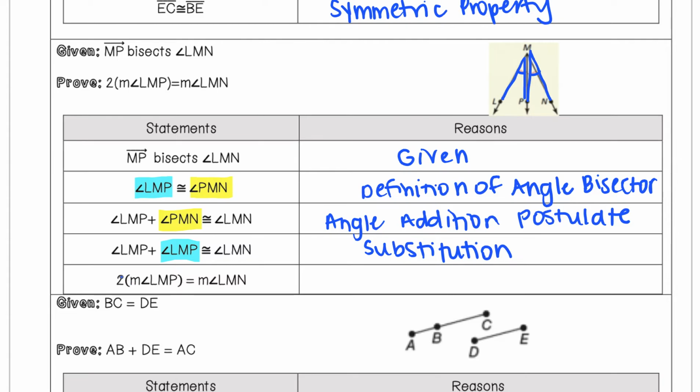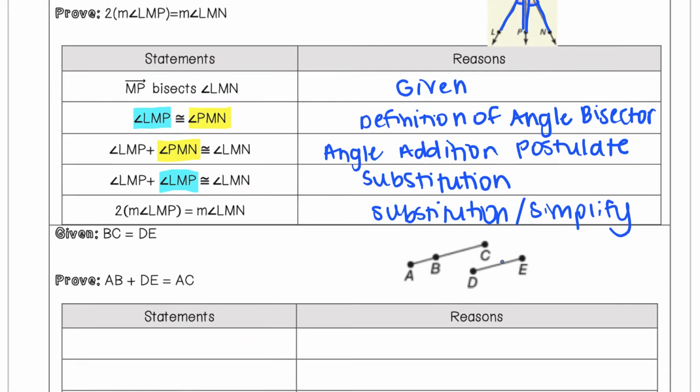Then my final line says 2 times the measure of angle LMP is equal to 1 measure of angle LMN. And again, that would just be substitution because I'm just going ahead and replacing. And I can also say that this would be simplifying because I'm adding 2 angles into multiplying them by 2. So if you're adding 2 of the same thing, it's the same as multiplying something by 2. So we could also claim that that's simplifying. So either one of those reasons there would be true. And we're going to move on to our next one.